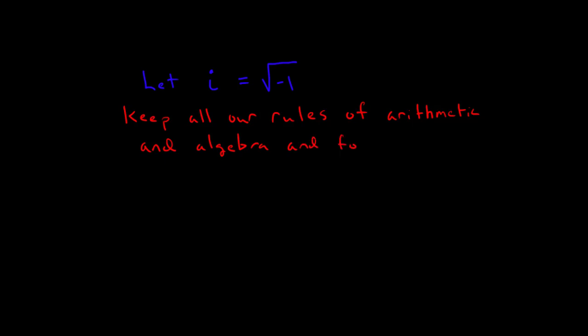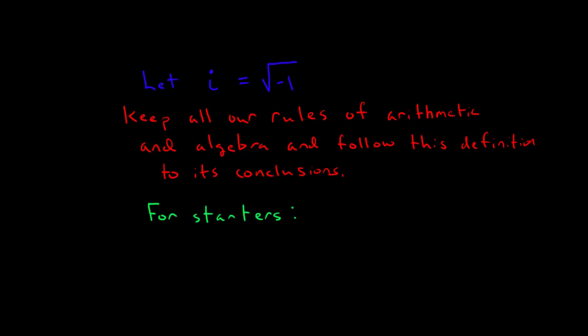So we're going to follow this definition to all of its consequences, all of its conclusions. And when we do that, a few things emerge immediately. So for starters, we've already said that i equals the square root of negative 1. Therefore, by definition, i squared equals negative 1. Square root of negative 1 times square root of negative 1 equals negative 1. Okay. We're then going to use i in representing the square root of any negative number.